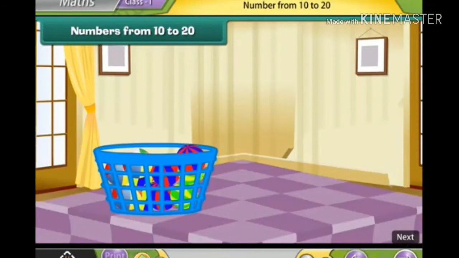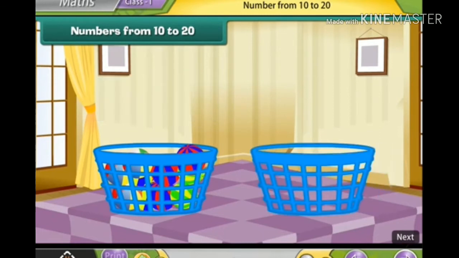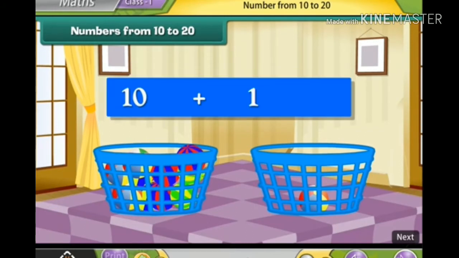Let us put these balls in a bucket. We now have a group of 10 balls. Take a new bucket. Drop a ball into it. We now have a group of 10 balls and 1 ball. Group of 10 plus 1 makes 11.